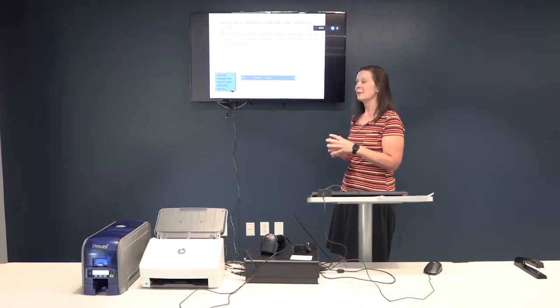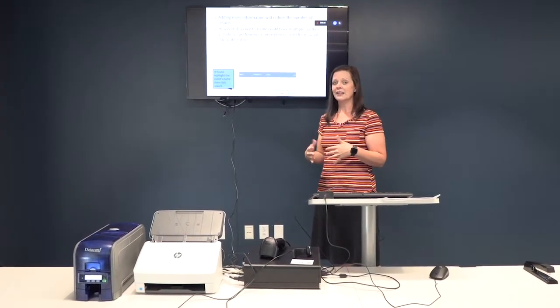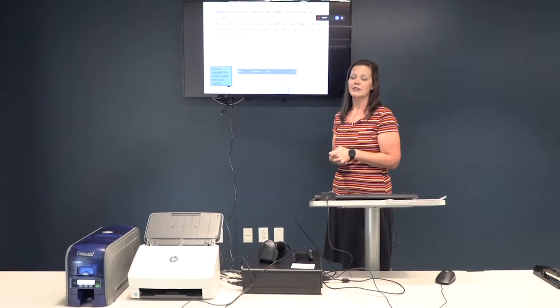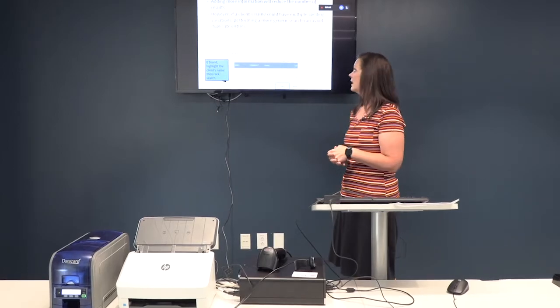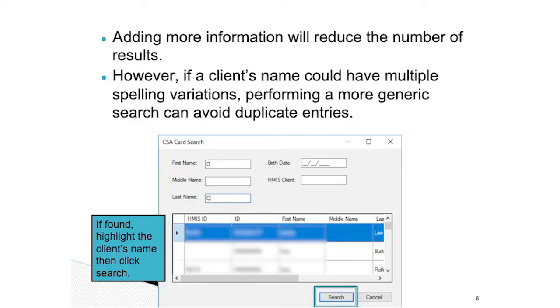So if the client's name could have multiple spellings or variations, you'll want to put in as much information as you can, but make sure that we are searching to find the right client. So for instance, you might have someone with the name of William, but William might go by Bill. And so you want to search for both William and Bill. So if a client's name could have multiple spelling variations, we want to be sure to grasp that while we're searching this database. The more options you give it, the less likely we are to create a duplicate client.